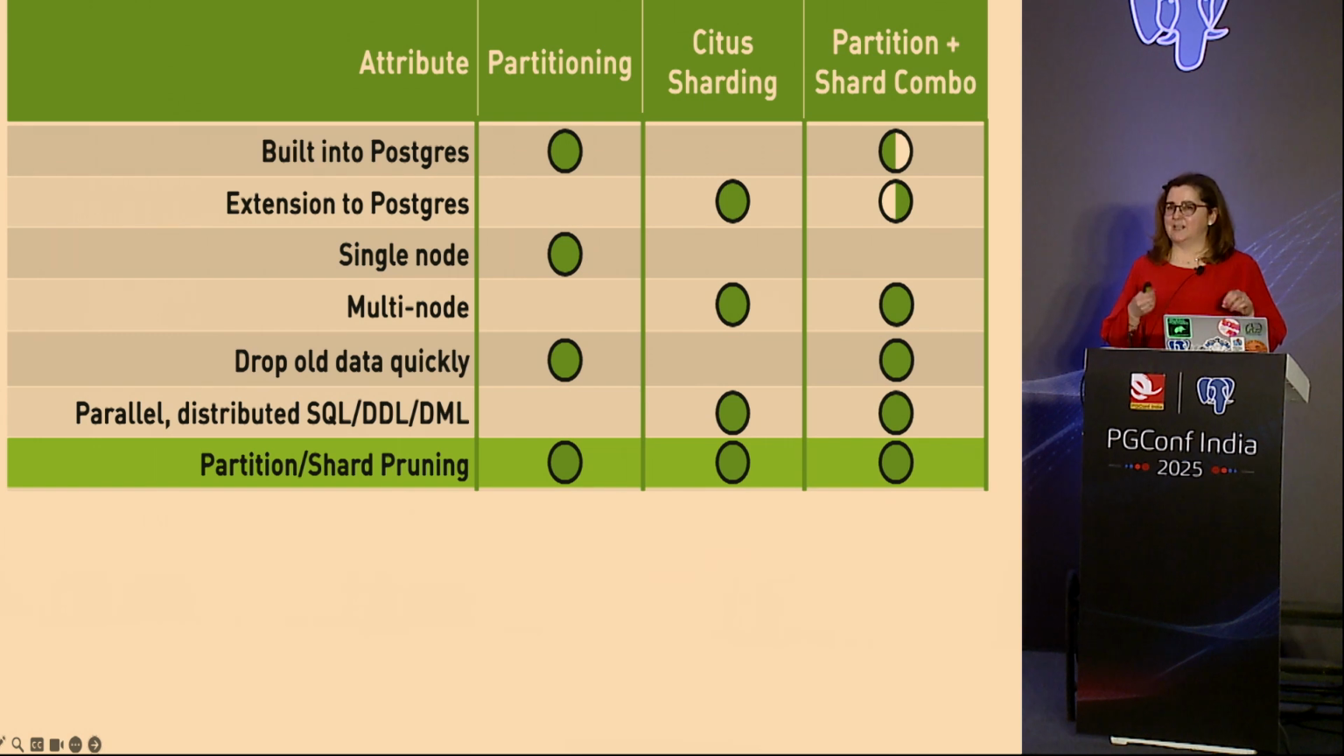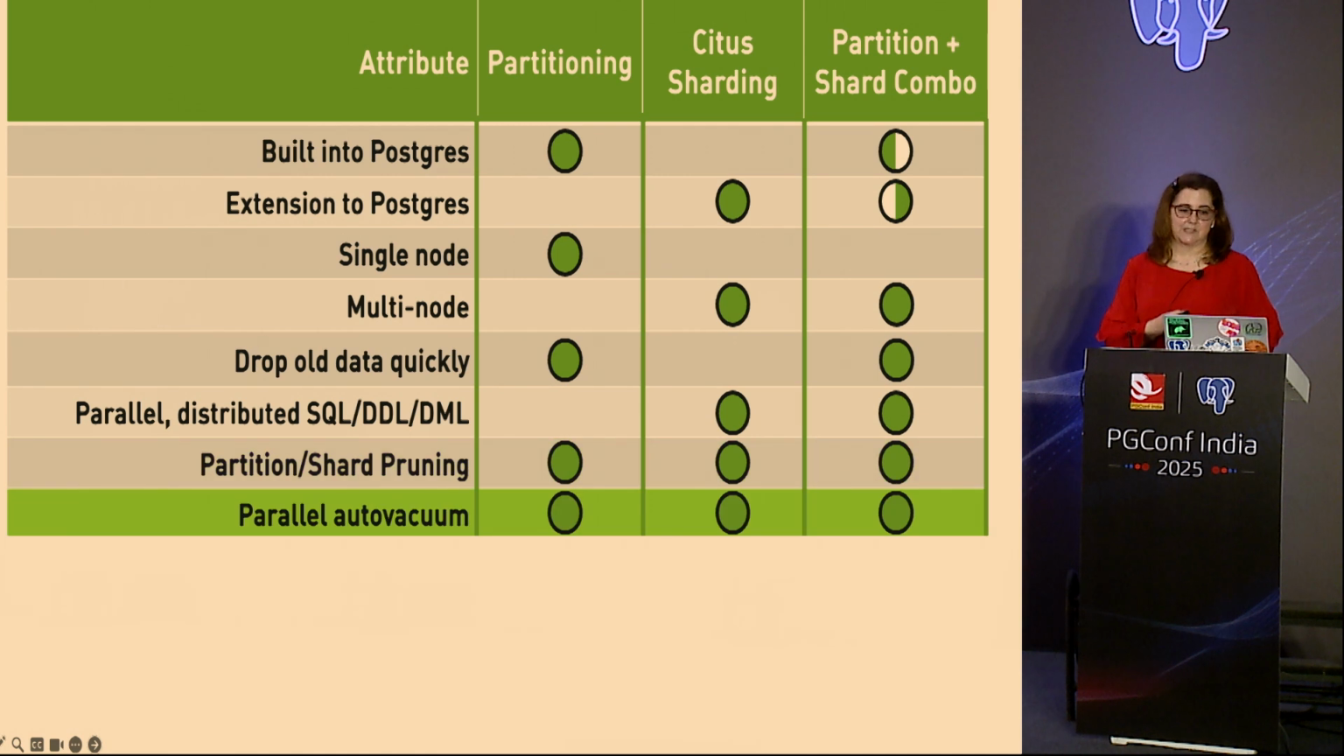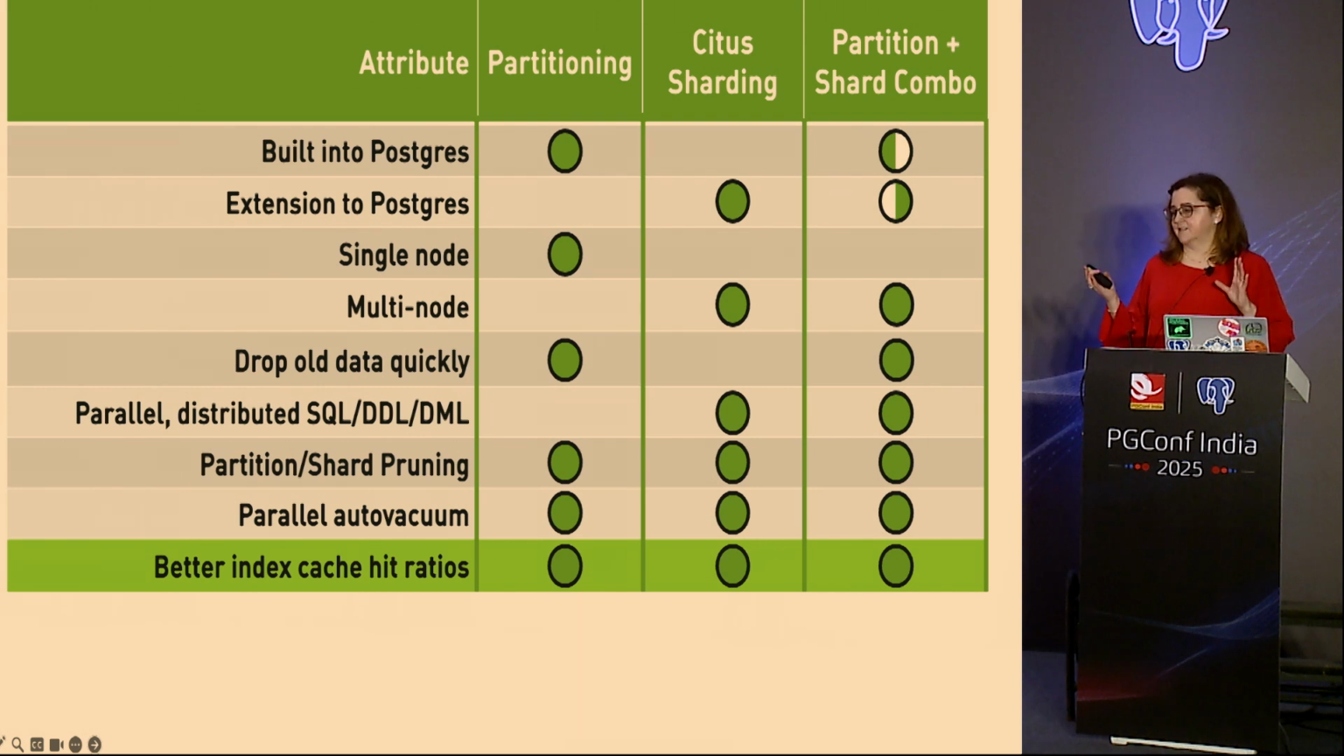For partition pruning and shard pruning, you may not know what those mean yet. I'll talk about them in a few minutes. So in that sense, maybe this table is out of order, but I will talk about them. Partition pruning is really valuable to your query performance, and the same is true with shard pruning. So that's why those get the green circles. And then I've already mentioned that both partitioning and sharding can speed up autovacuum by parallelizing it. So more green circles. Better index cache hit ratios. Again, more green circles, right? Because they both are able to improve the performance.